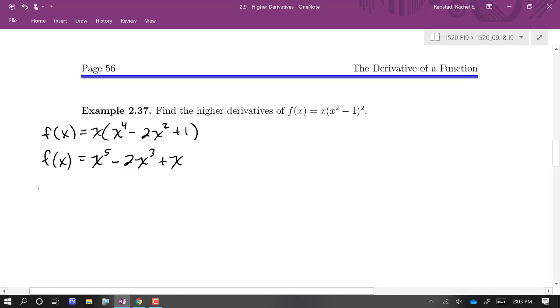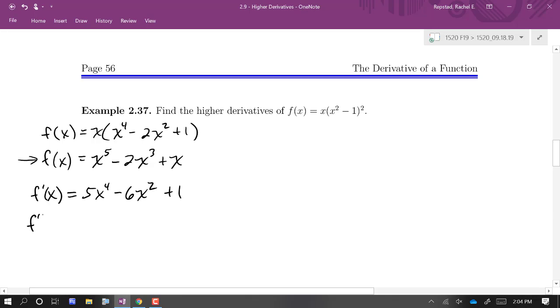So let's find f prime. What do we get? 5x to the 4th minus 6x squared. By the way, if you look at f of x after we multiplied it out, how many non-zero derivatives should we expect to get? 5, because it's degree 5. The 5th derivative should be a constant, right? And then we'll get to 0 after that.